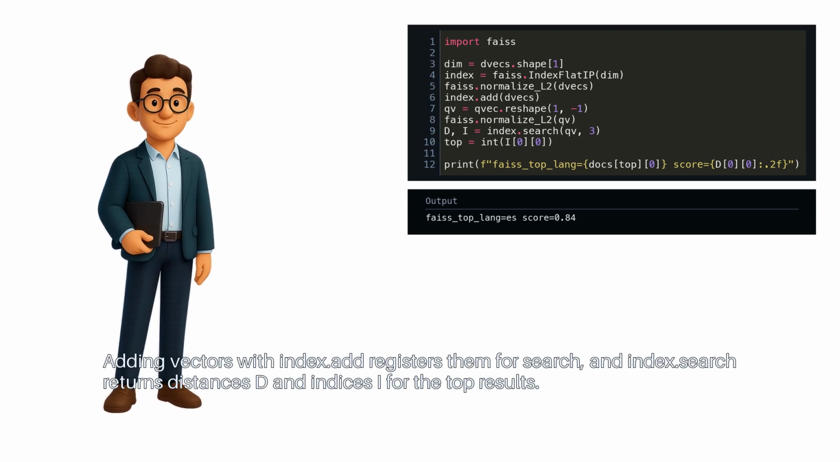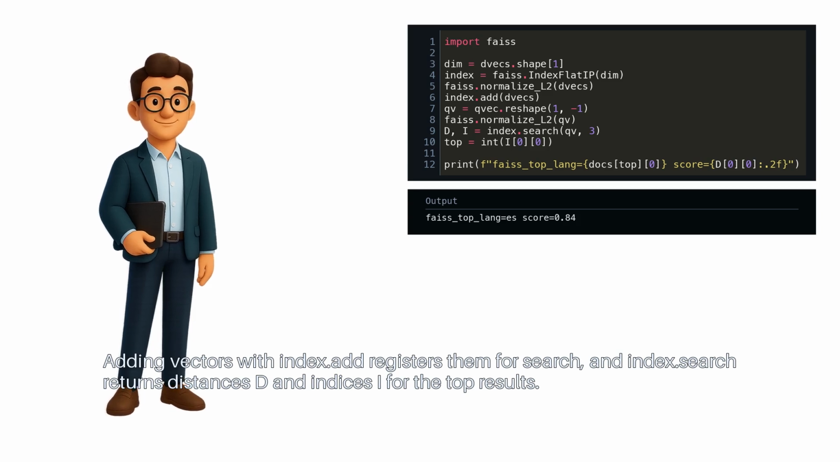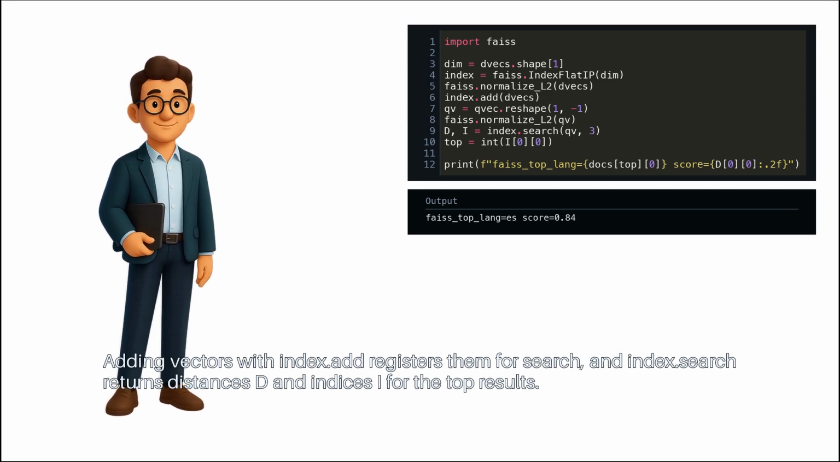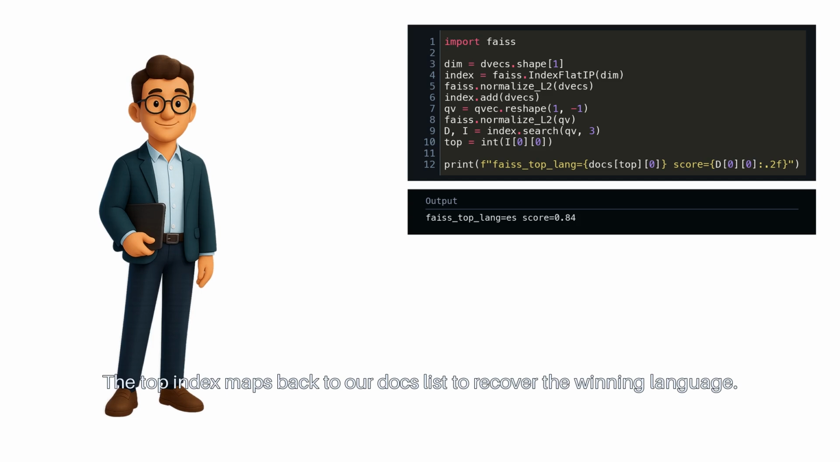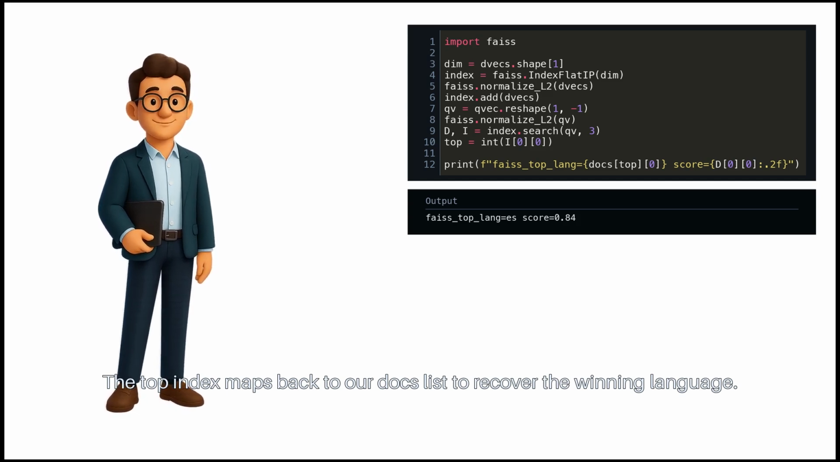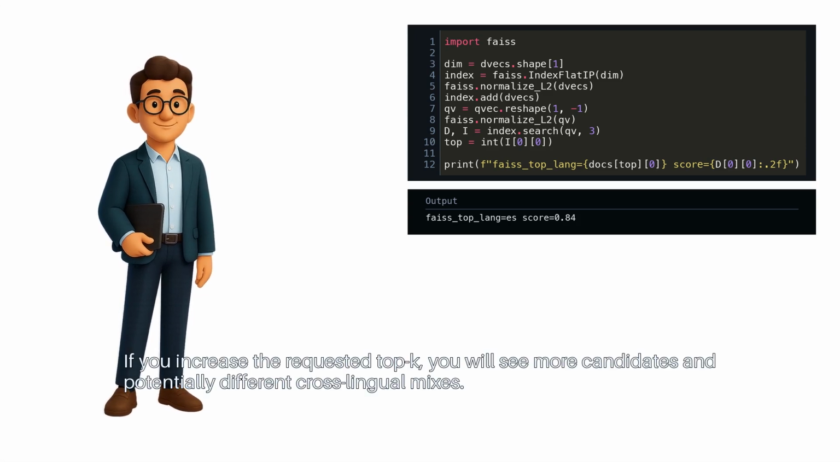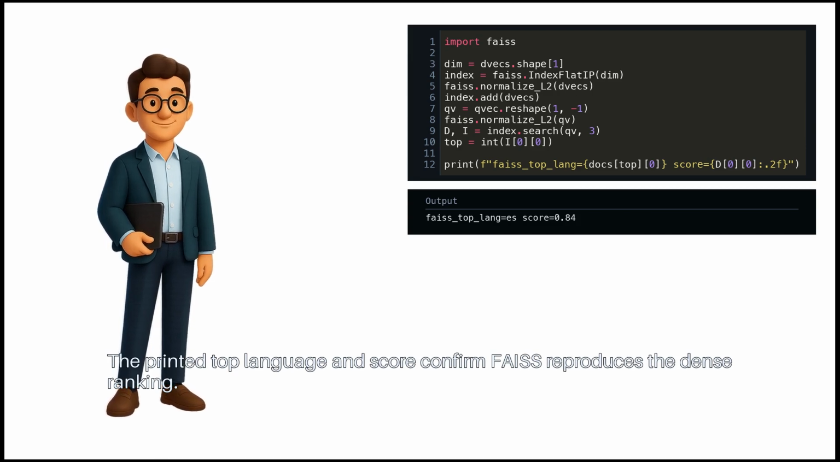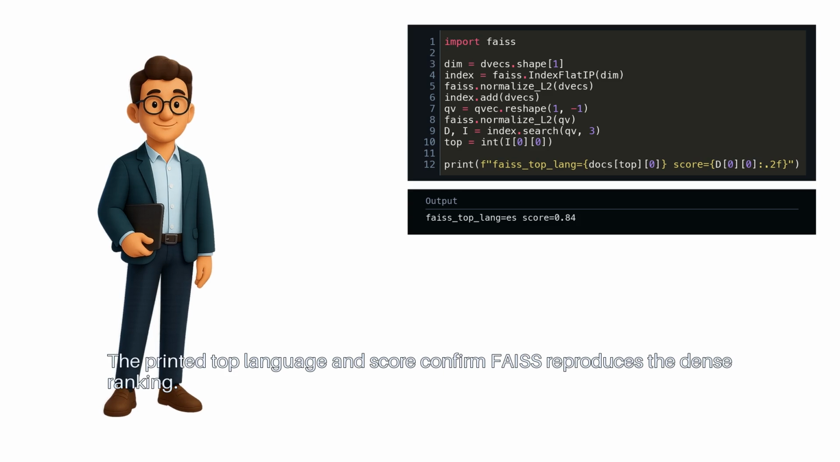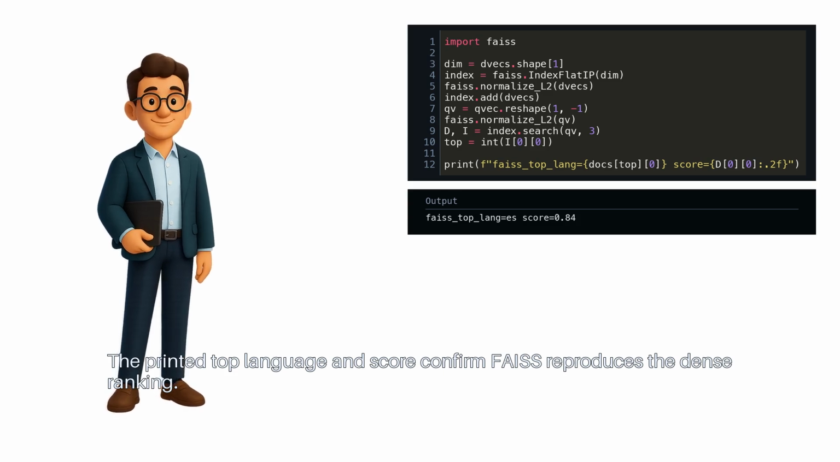Adding vectors with index.add registers them for search, and index.search returns distances D and indices I for the top results. The top index maps back to our docs list to recover the winning language. If you increase the requested top K, you will see more candidates and potentially different cross-lingual mixes. The printed top language and score confirm FAISS reproduces the dense ranking.